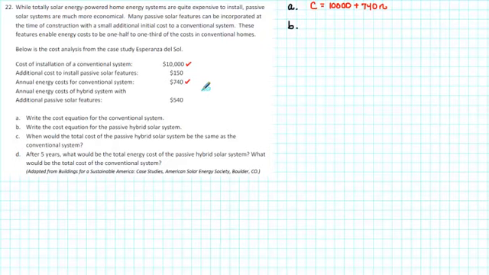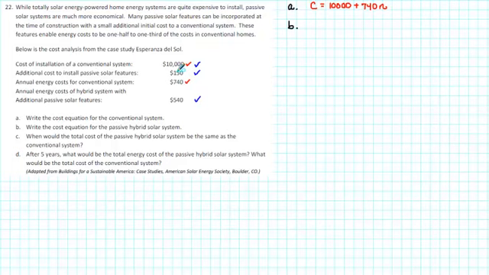For part B, we're asked to write the cost equation for the passive hybrid solar system. So let's first of all identify the costs that are involved. First of all, we have to install a conventional system. Then we have to install the additional passive solar features. And then finally, we have the annual energy cost of the hybrid system with the additional passive solar features.